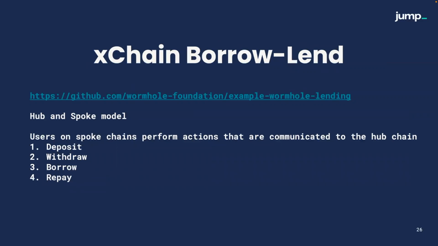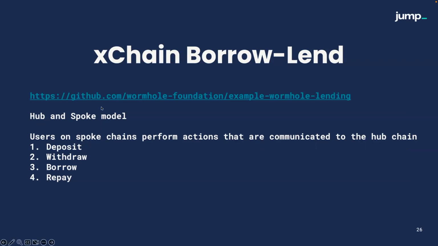Another cool example is a cross-chain borrow-lend protocol. So here's another GitHub repository with a reference implementation that one of my teammates put together of how you could build a cross-chain borrow lending protocol using Wormhole. And this is, again, implemented in Solidity for EVM. And a really cool thing that you could do for this hackathon is port this over to Cosmos. You can port the contracts for the borrow lend to CosmWasm.